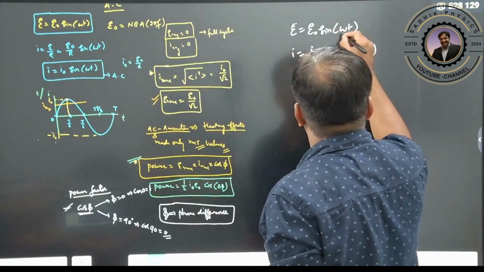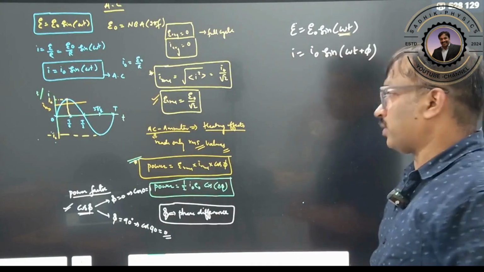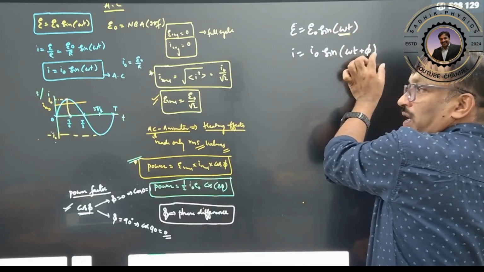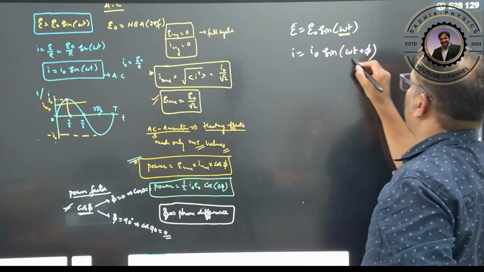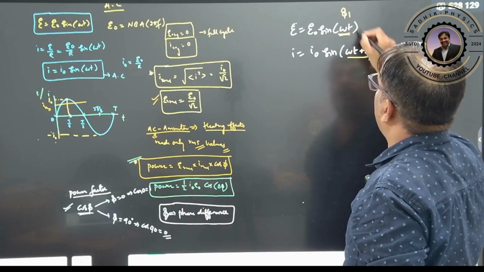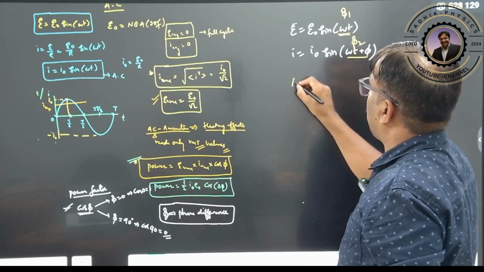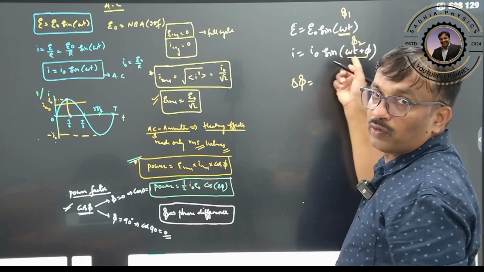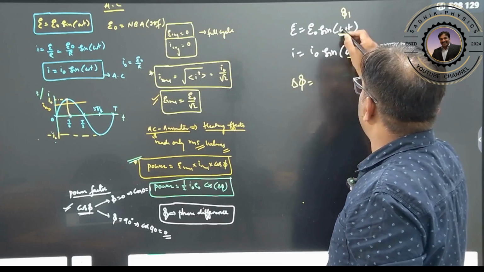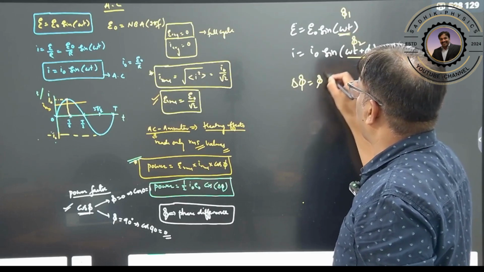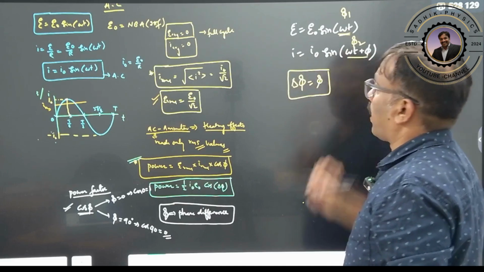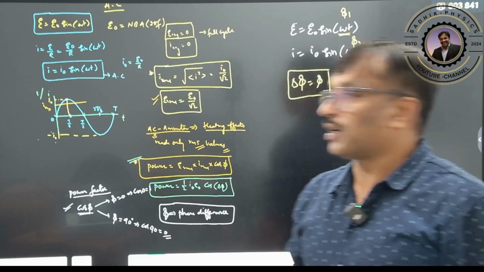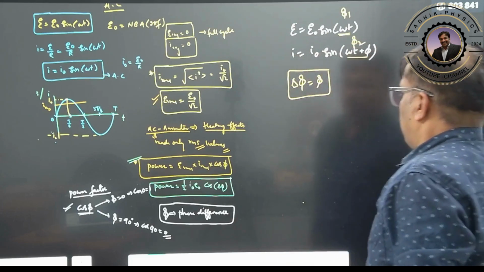Phase means the angle, at what position we are. This omega t is nothing but a phase. Omega t plus phi is one more phase here. This is phi 1 or phi 2. So you can write down the phase difference by subtracting: phi 2 minus phi 1. You will get the phase difference between the current and voltage. Clear?